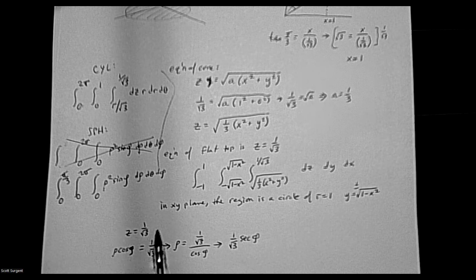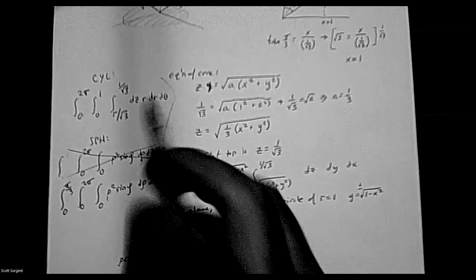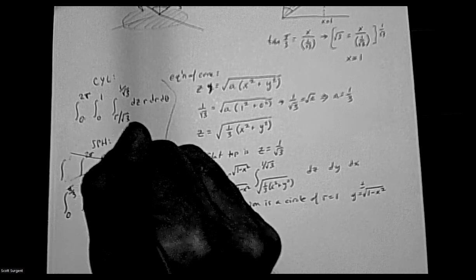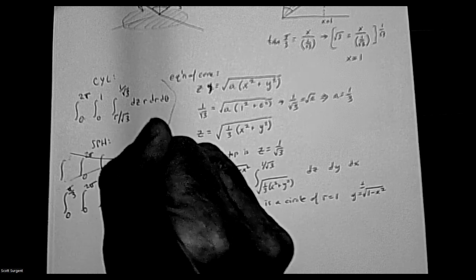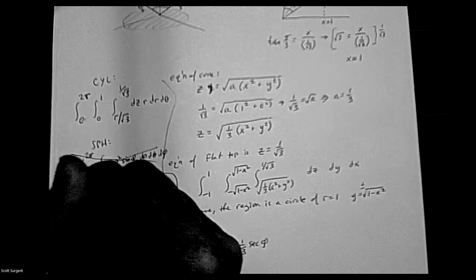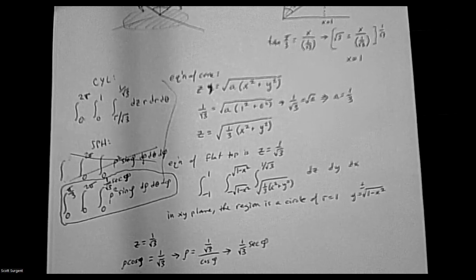Okay, so let me repeat myself. The top bound is z equals 1 over rad 3. The exchange for z is rho cos phi. So I just simply make the exchange, solve for rho, and divide out by cos phi. And I could leave it like that, but that looks a little funny. So 1 over cos is secant, which looks a little cleaner. So it's going to be 1 over rad 3 secant phi. And that would be your spherical integration.